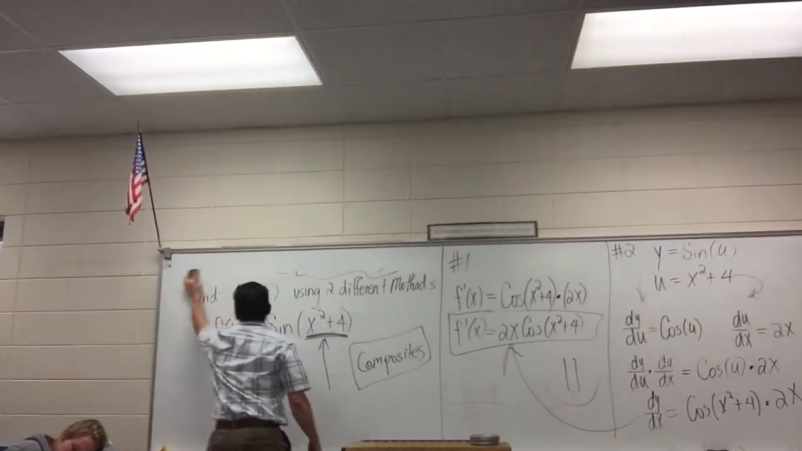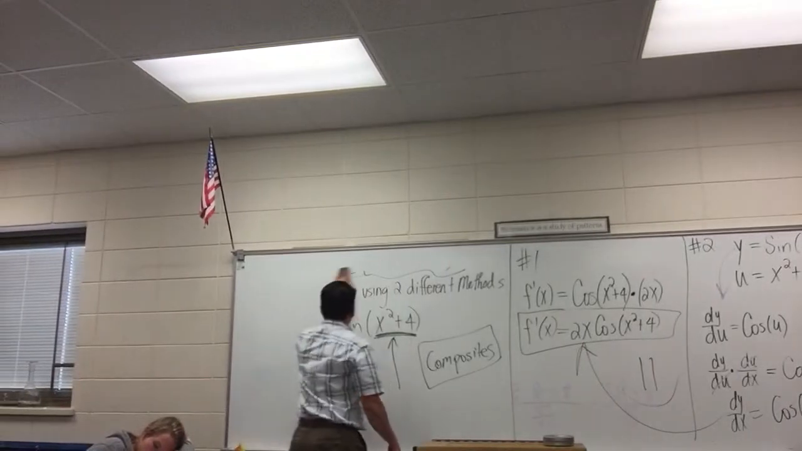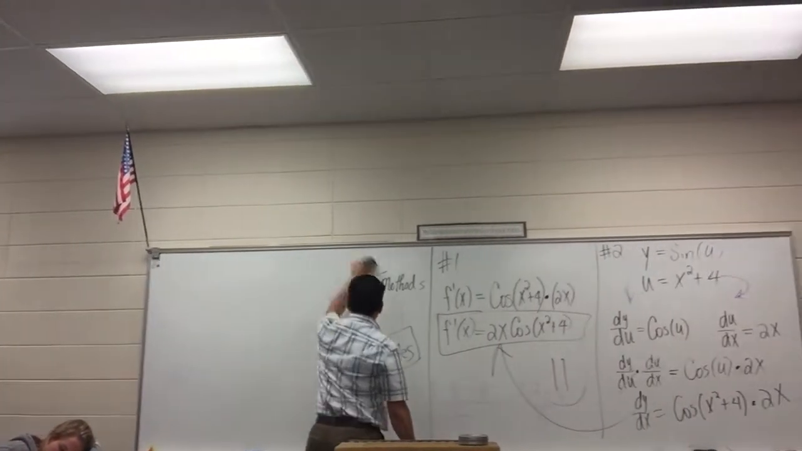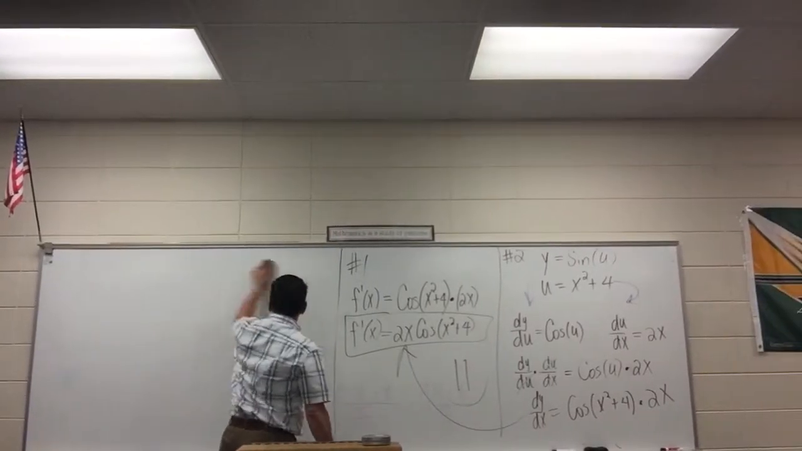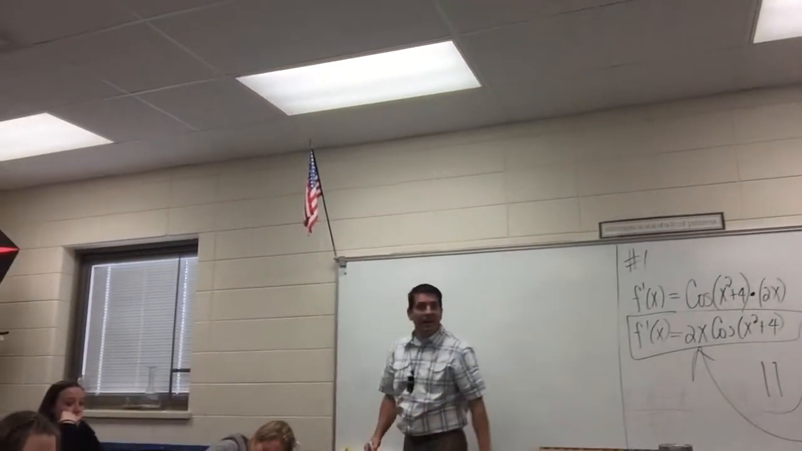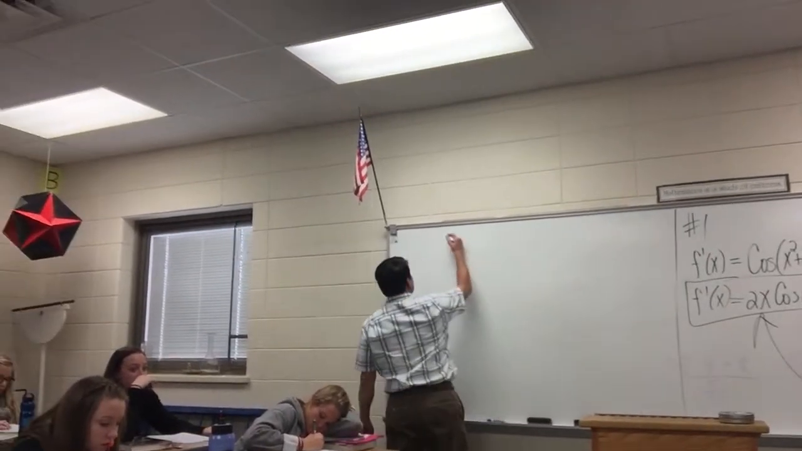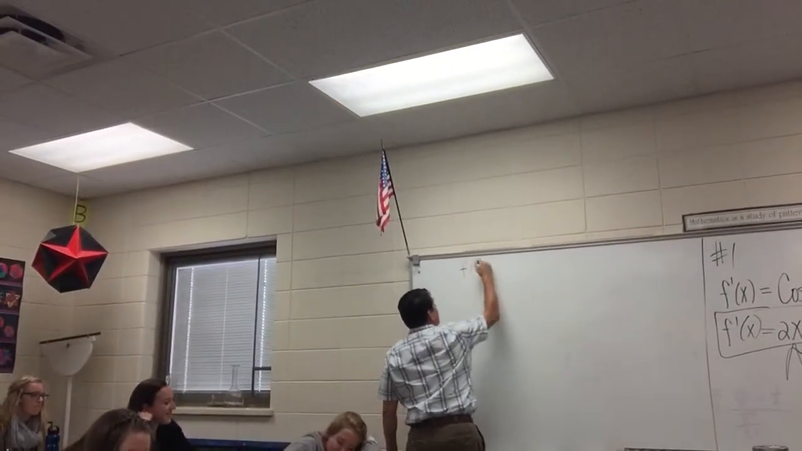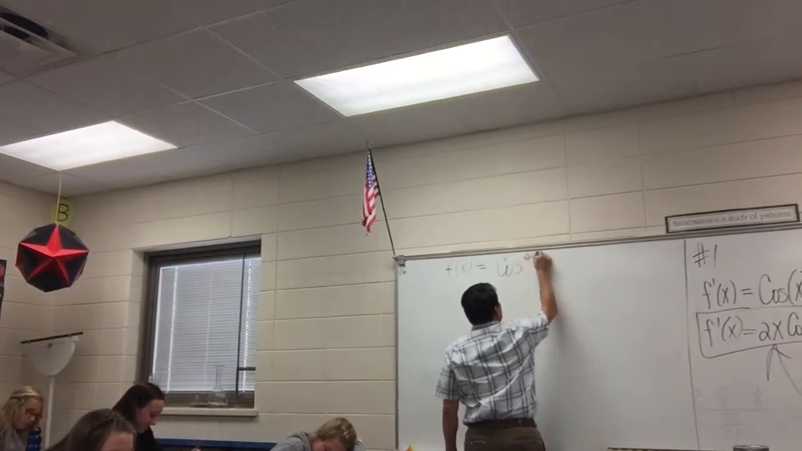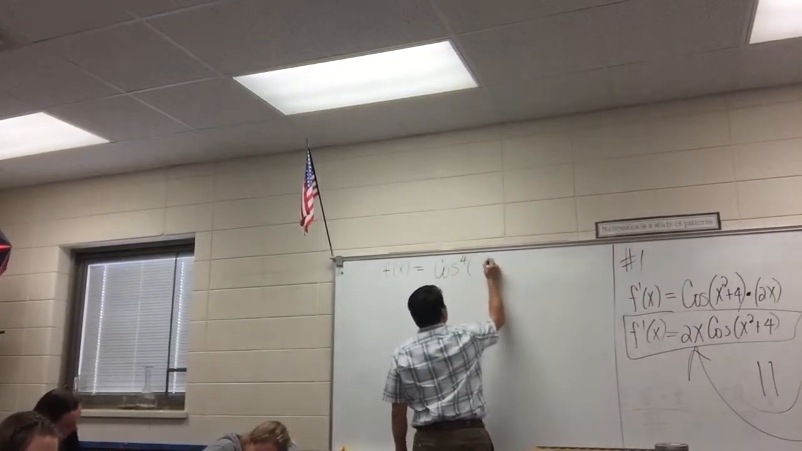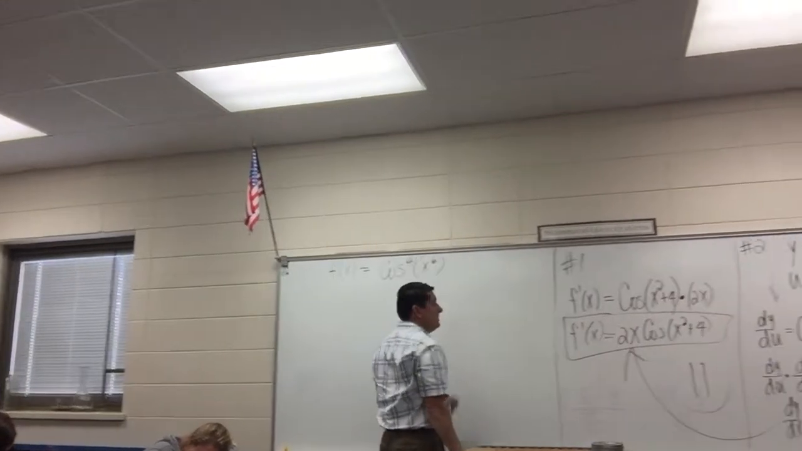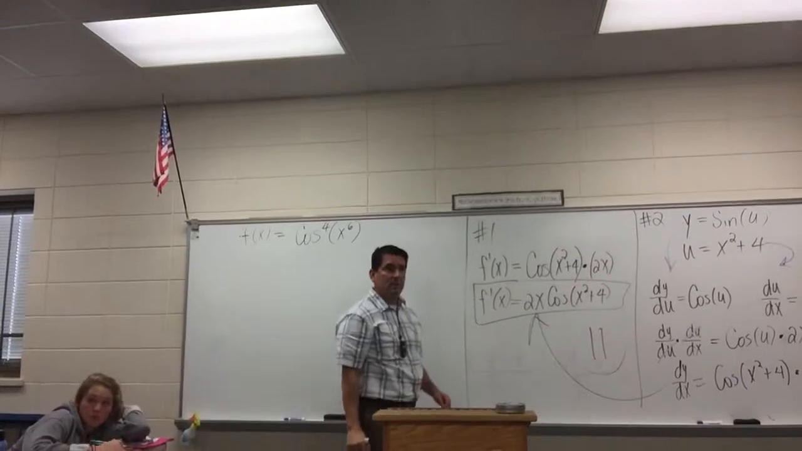Golden rule of problem solving. Take a big, nasty problem and turn it into smaller, nasty problems. And then knock them off one at a time. Okay, you do this one. F of x is equal to the cosine to the 4th of x to the 6th. Find me the derivative of that.